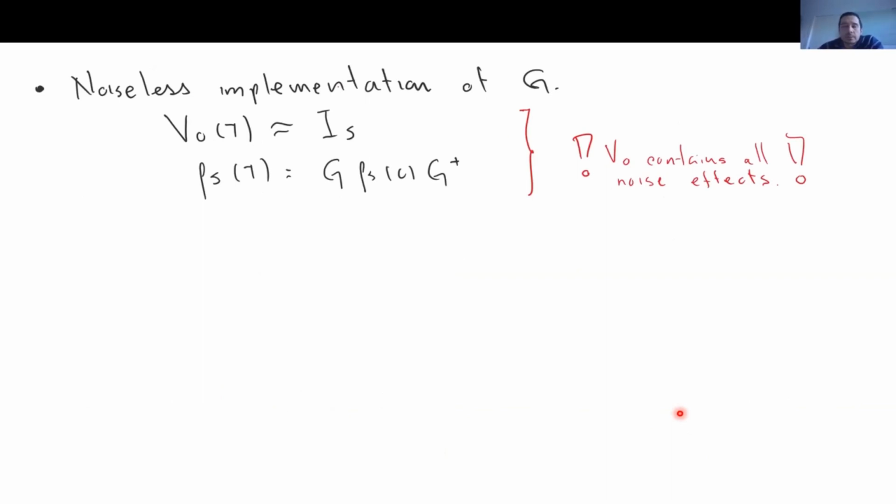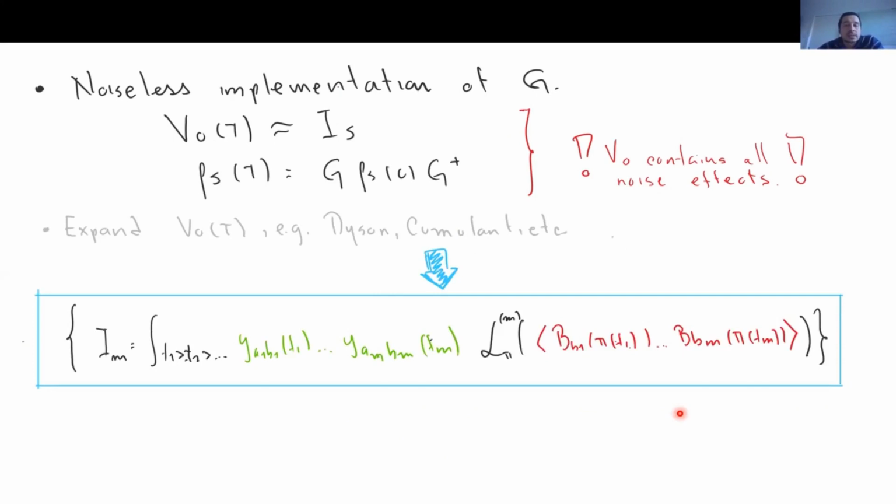It is where all the bath operators appear. So if we wanted a noiseless implementation of some gate G, we would like to implement a control such that V_O of t is as close to identity as possible, and that rho_S of t transforms according to the gate that I want to execute. That is really what we want at heart: get a gate that is good enough. And so this also implies that we have to understand V_O in a bit more detail.